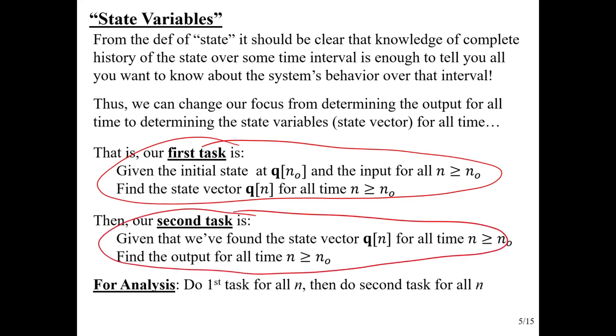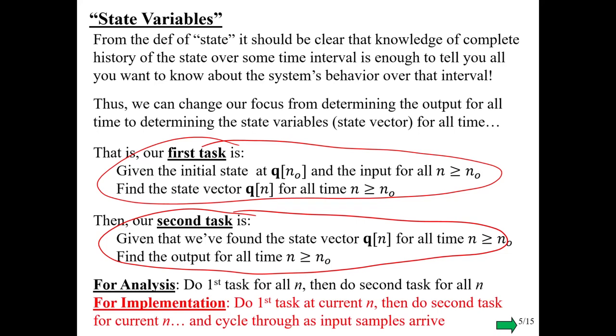Having done that, that's analysis. We're off trying to figure out how this system is going to behave. We're not going to do that in this course. In this course, we're interested in using the state view for the implementation of a discrete time system. So in that setting, for discrete time anyway, this doesn't really carry over to the continuous time view, we do the first task at our current n value. So that involves taking the initial state. When we start, we've got an initial state, and we will figure out how that state changes from there to the next instant of time.